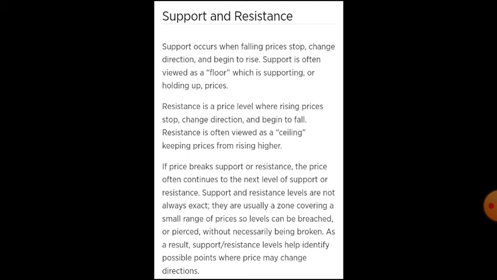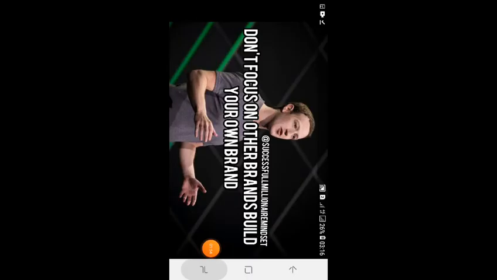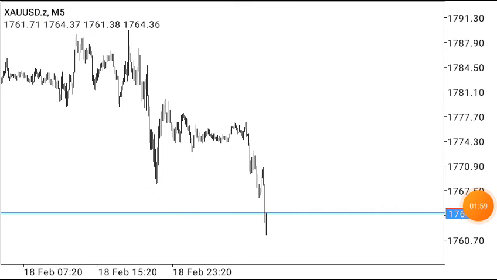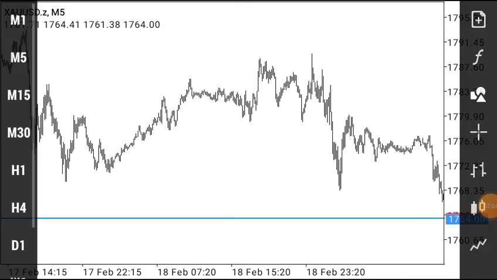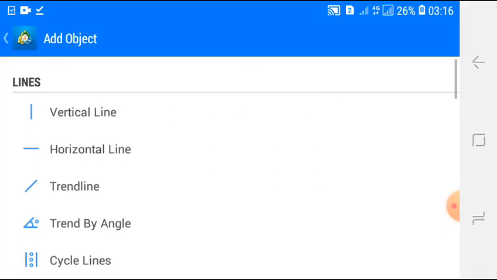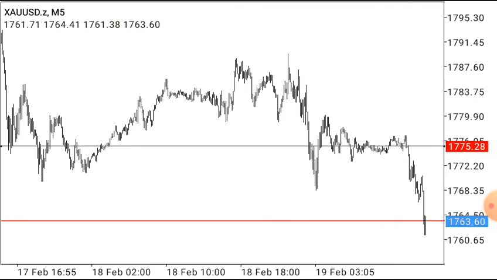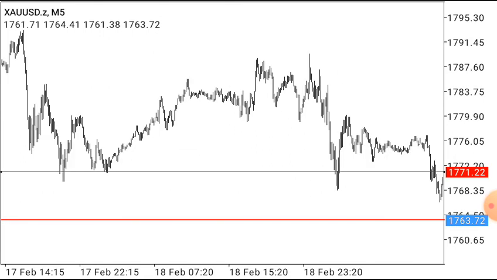So guys, if you want to know what support and resistance is, I want you guys to please take a screenshot of this picture right here. Okay, so let me show you what I do, right? So the first thing I do is I take out my horizontal line, right? And just draw up the most significant levels, right? When the market is trading in the zone.